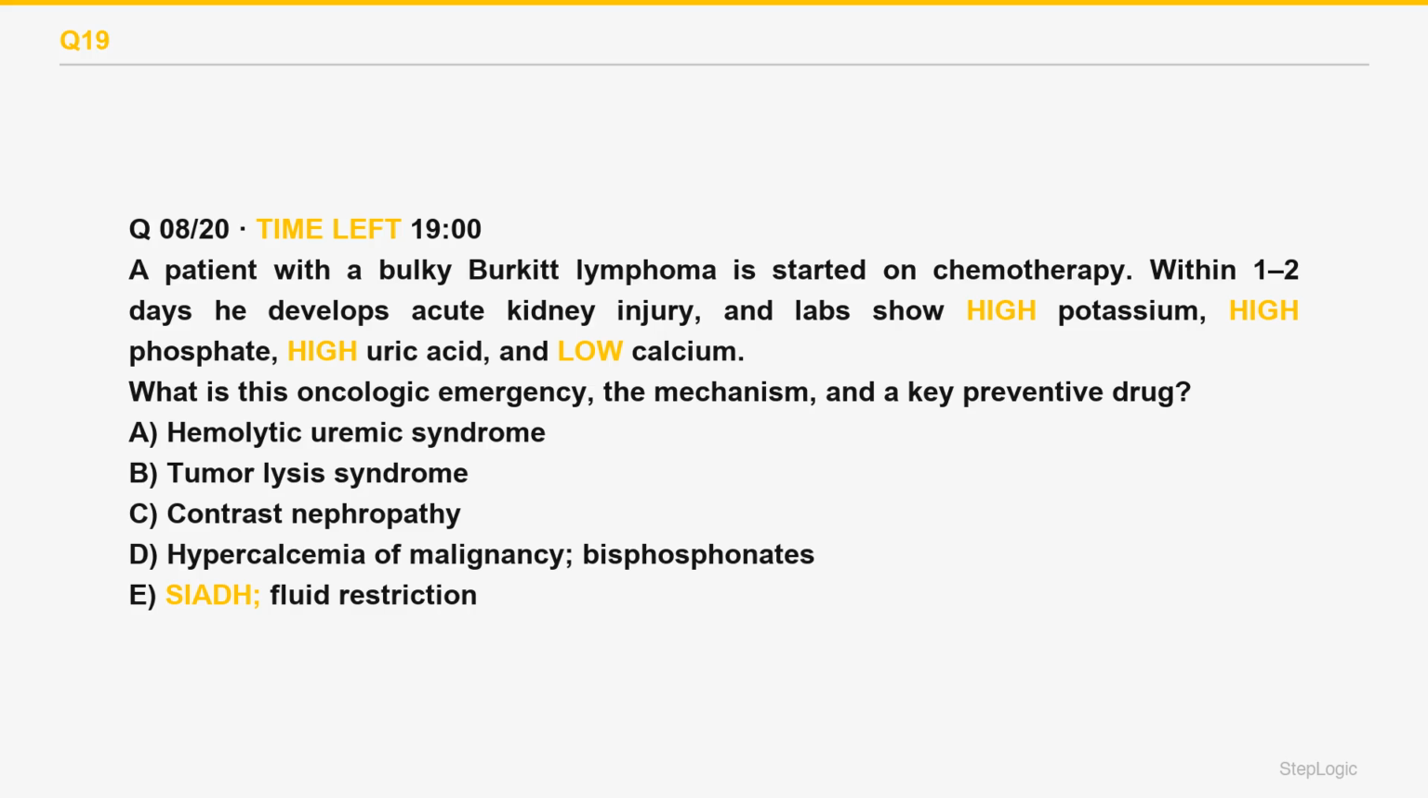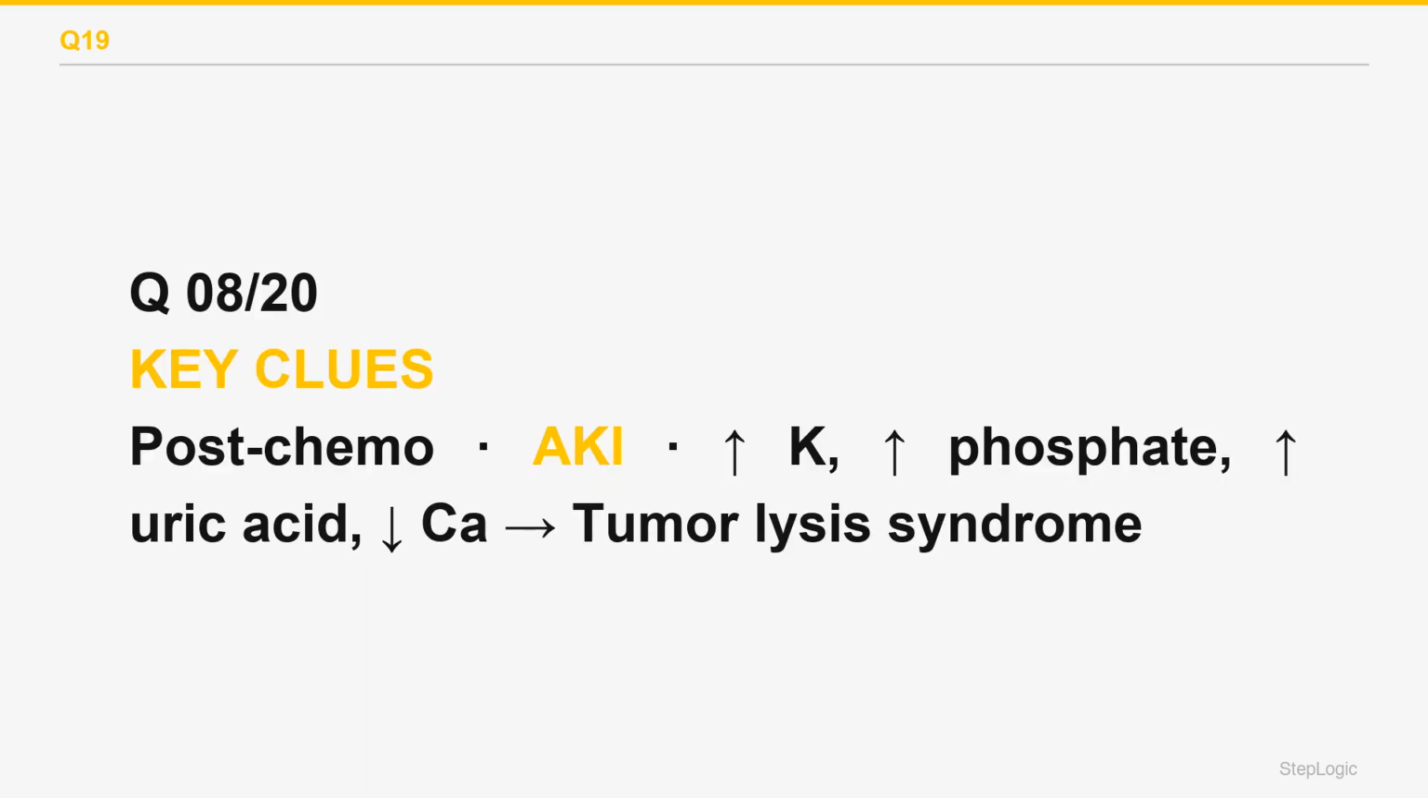Read the command: emergency, mechanism, preventive drug. Post-chemo, AKI, high potassium, high phosphate, high uric acid, low calcium: tumor lysis syndrome, prevented with hydration and allopurinol or rasburicase. This is tumor lysis syndrome, an oncologic emergency.